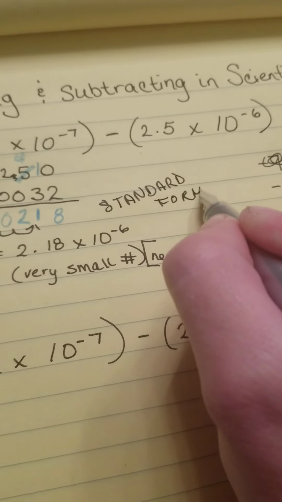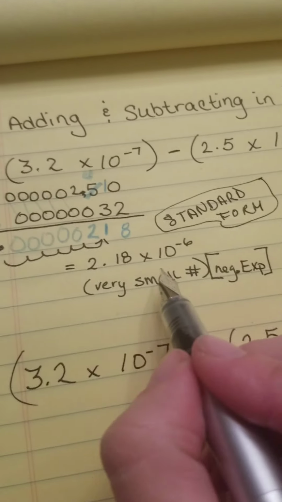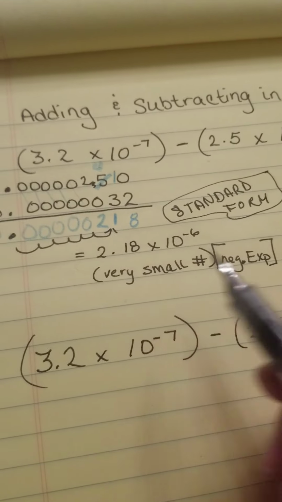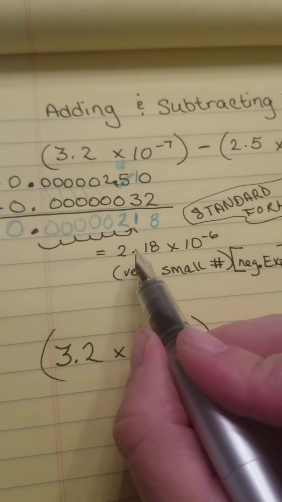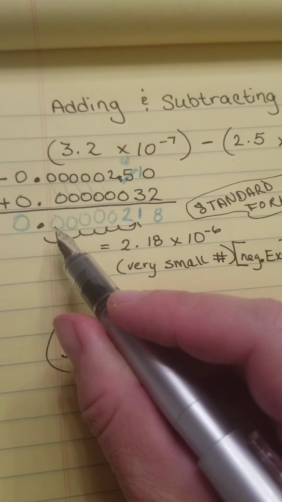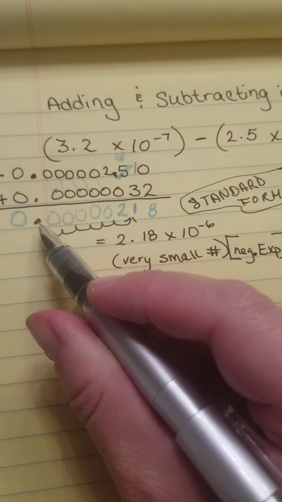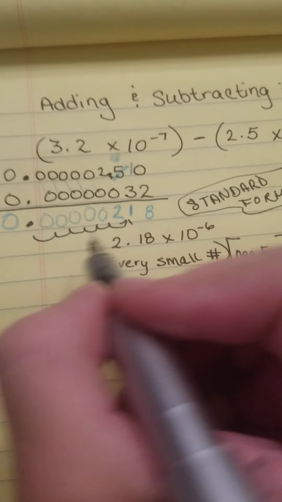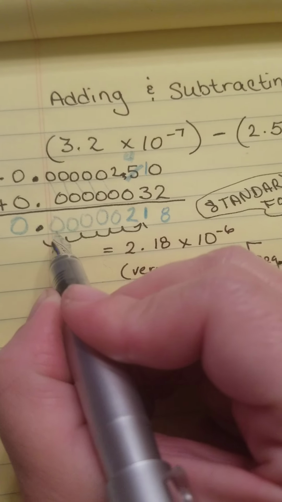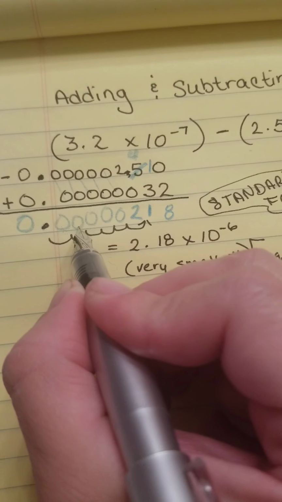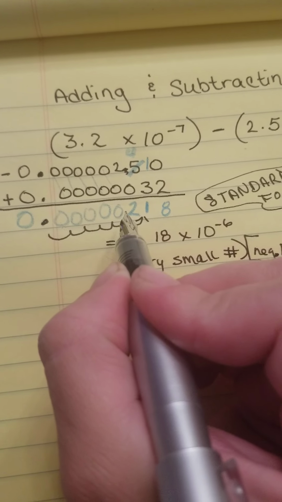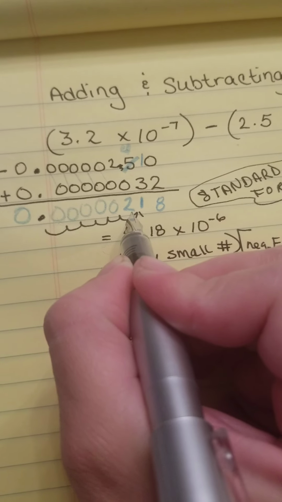Mathematicians are kind of lazy, y'all. We don't like all them numbers, so we need to make it into something that we can read quickly and efficiently. All right, so I count. It's a negative because it's a very, very small number. This is the bumblebee's antennas. 1, 2, 3, 4, 5, 6.